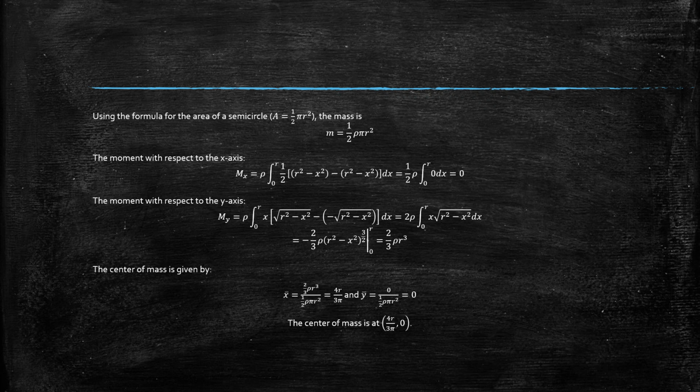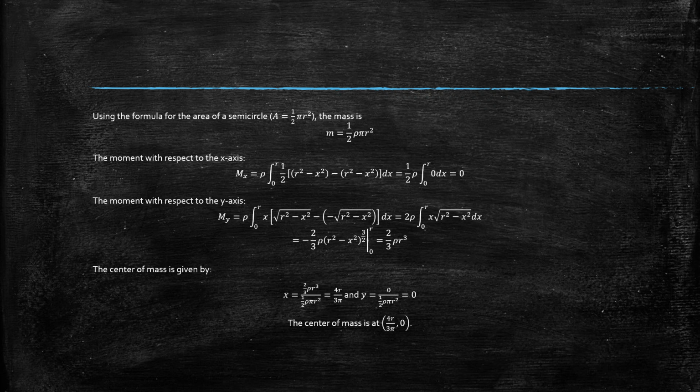The moment with respect to the y-axis is equal to rho times the integral from 0 to r of x times the square root of r squared minus x squared minus negative square root of r squared minus x squared dx. Let's simplify by combining those two radicals and pulling out the constant, so that would be equal to 2 times rho times the integral from 0 to r of x times the square root of r squared minus x squared dx.